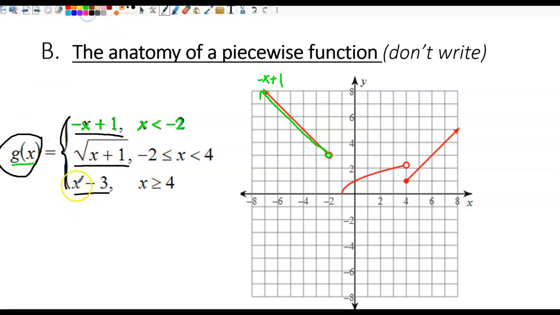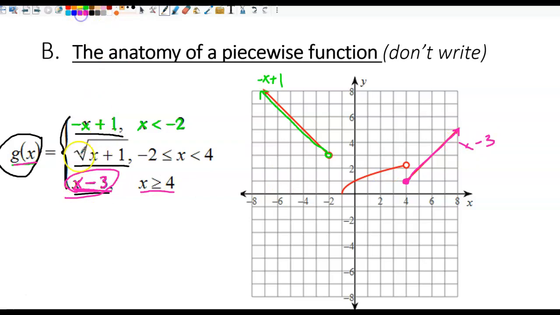The next one, let's jump down to the bottom here. Here's another linear function, another straight line. But this time it says that g of x is x minus 3 if x is greater than or equal to 4. So here's the dot where x equals 4. And anything greater than that, meaning to the right, is this line. And as you can see, that's a straight line again. And that's this one, x minus 3.